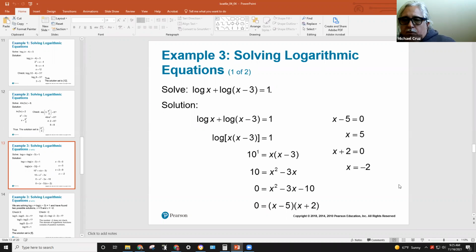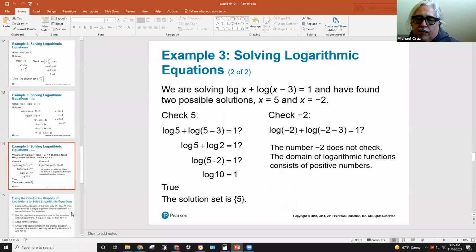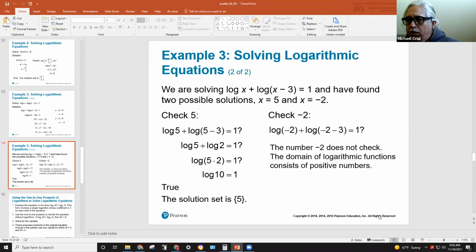All right, so let's move on. Because we're going to have to check both of these. Remember, when you go from a logarithm to an exponential function, you want to check the solutions, especially because some of these could be outside the boundary, even though the mathematics was done correctly in the calculation.